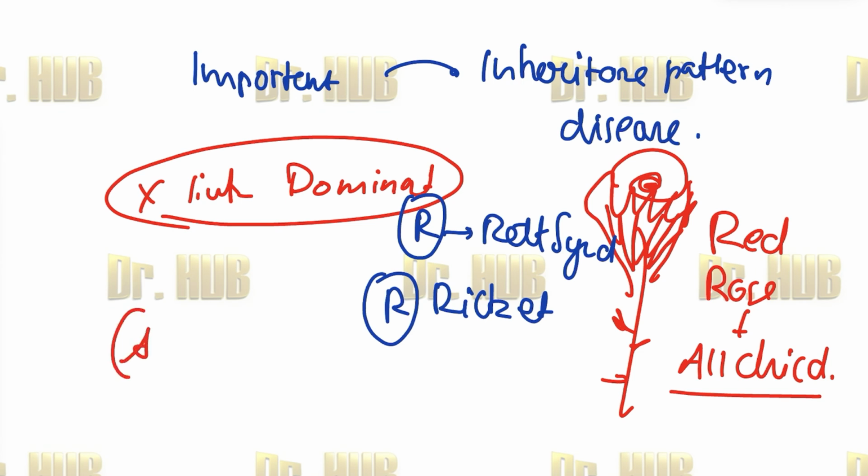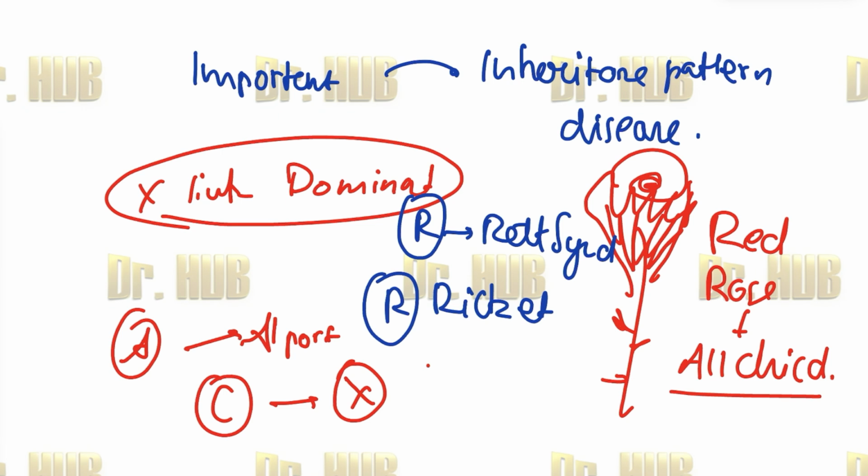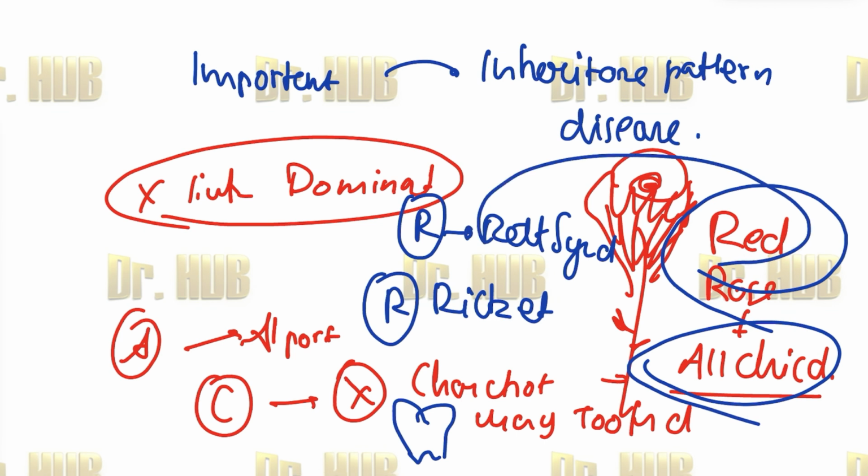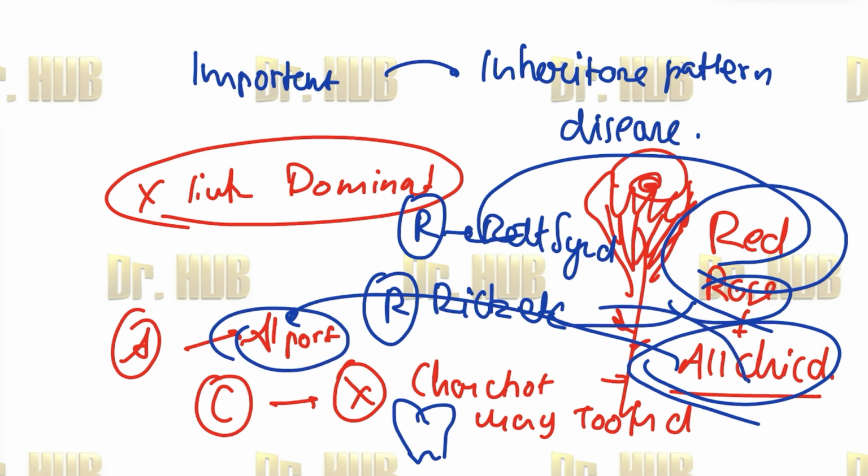Next, the A. The A stands for Alport syndrome. Then comes the C. The C stands for the type X Charcot-Marie-Tooth disease. Let's draw teeth as well. So X-linked dominant is red rose for all children: R for Rett syndrome, another R for rickets, A for Alport syndrome, and C for Charcot-Marie-Tooth disease.